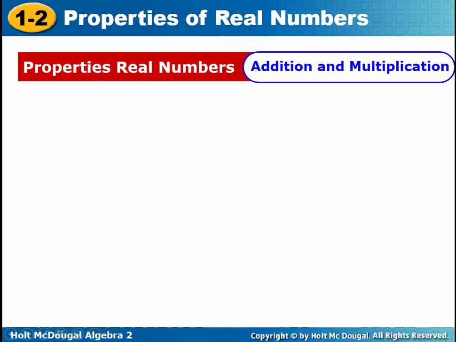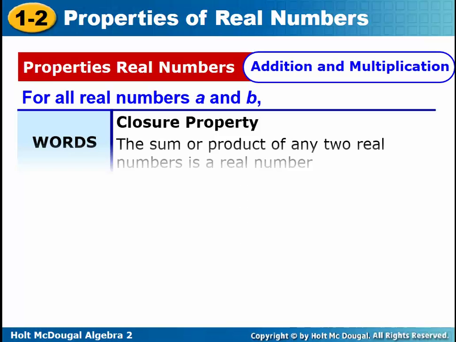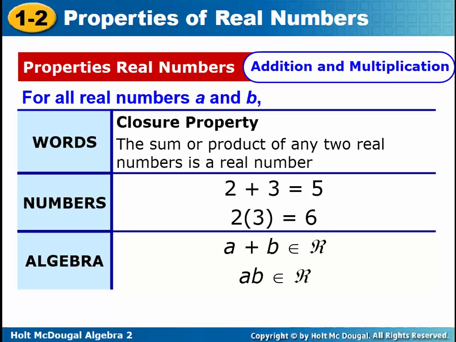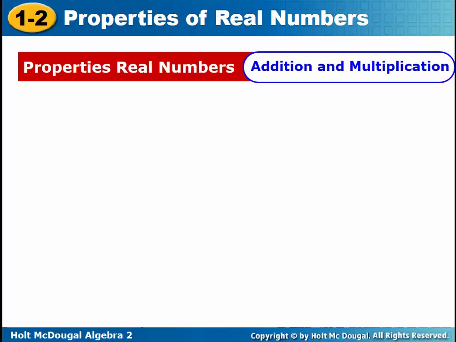All right, let's continue on with our properties of real numbers. The closure property just says that if you add or multiply any 2 real numbers, you're going to get a real number. We don't use this a ton, but I guess it's a good one. It is one of the properties.